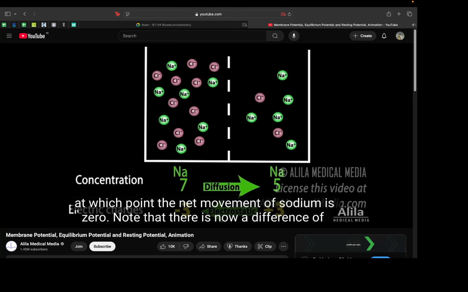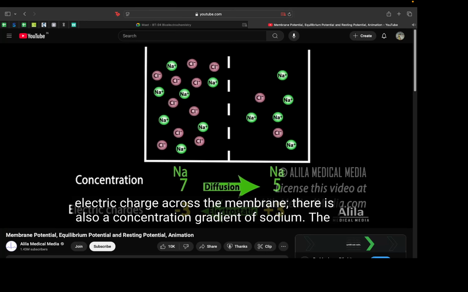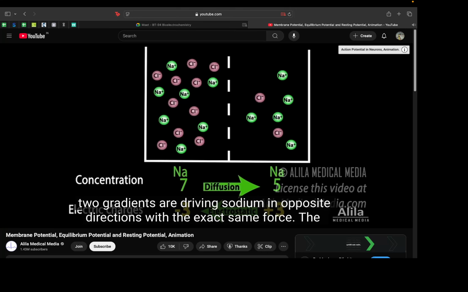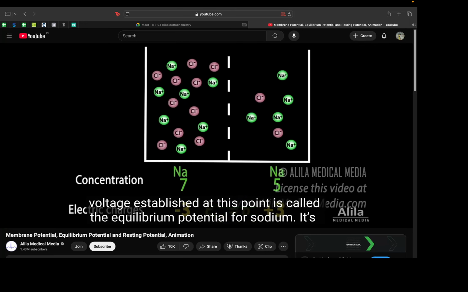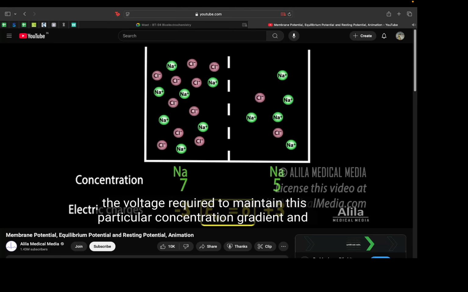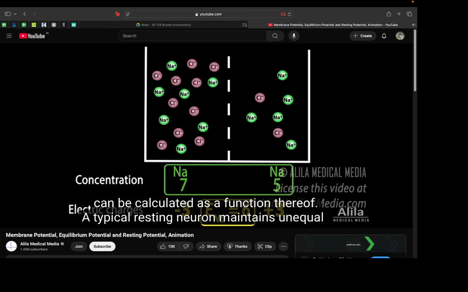Note that there is now a difference of electric charge across the membrane. There is also a concentration gradient of sodium. The two gradients are driving sodium in opposite directions with the exact same force. The voltage established at this point is called the equilibrium potential for sodium. It's the voltage required to maintain this particular concentration gradient and can be calculated as a function thereof.